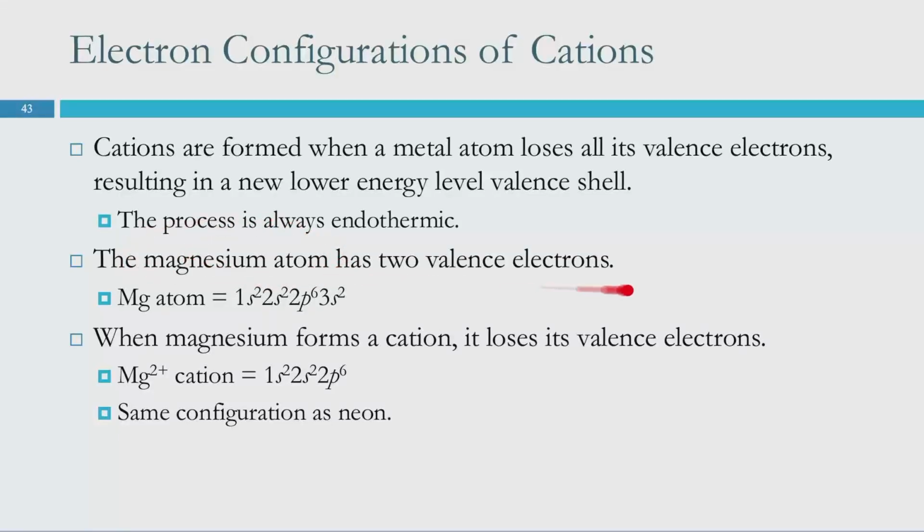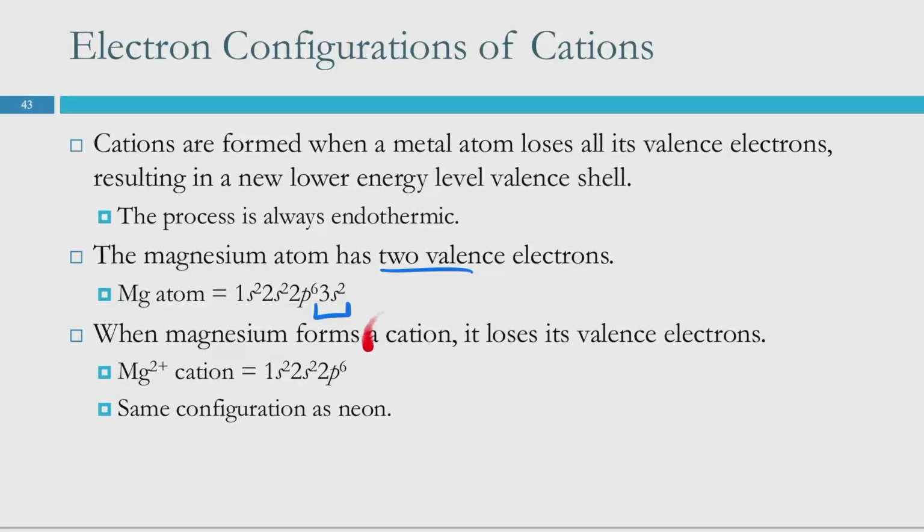So magnesium, for example, has 2 valence electrons. When it forms a cation, it loses its valence electrons. It's got 2 valence electrons. It loses those 2. And so it forms a 2 plus charge. We're stripping off the outer electrons versus adding electrons like we do in our anions. This is important for some atomic trends that we'll talk about.